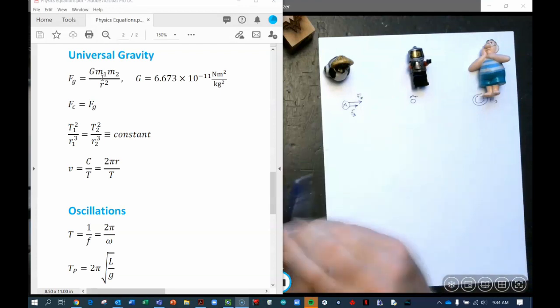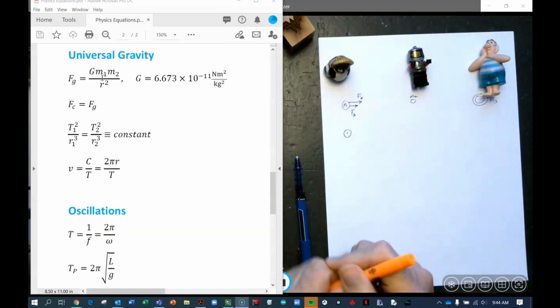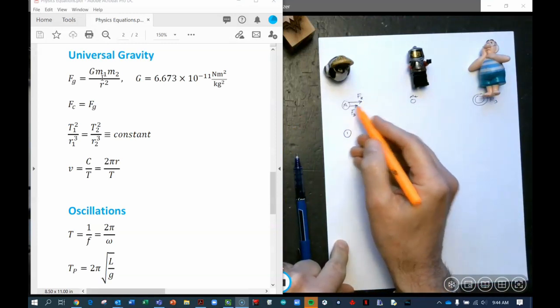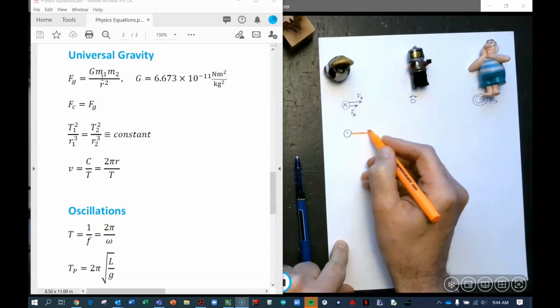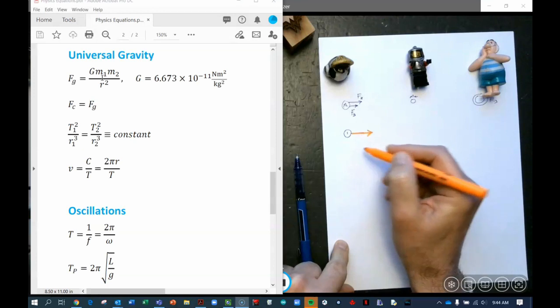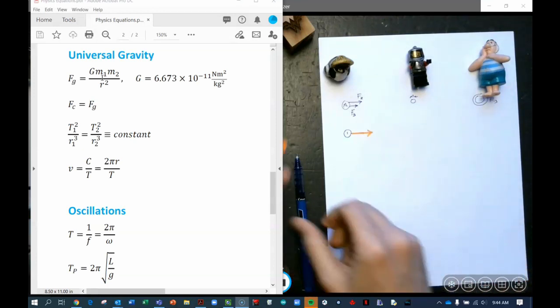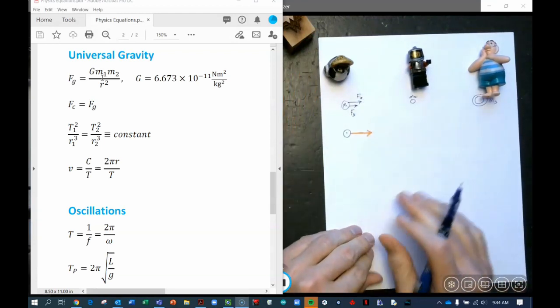And so together, when you add them up, this is M1, when you add them up, they're going to both be pulling in the same direction, and so there's the length of F2, and then there's the length of F3, and so that would be the net force acting on M1. And so all the forces will pull him to the right.